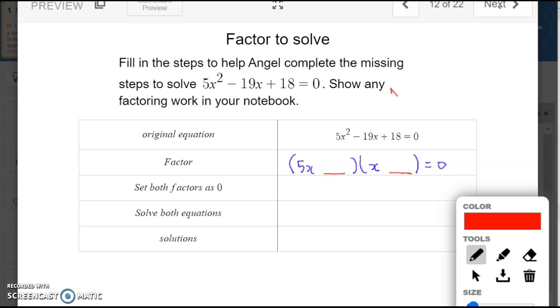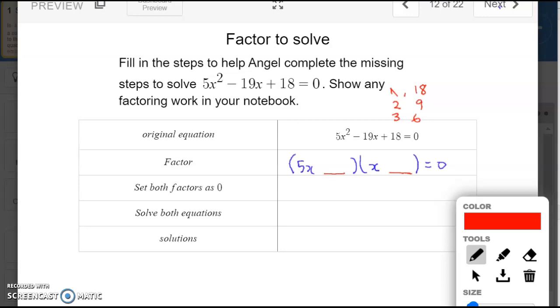It could be 1 and 18, or it could be 2 and 9, or 3 and 6. So we are going to plug in different values and see what will work. If I put in 1 and 18, that will be 1x times 18 times 5. That's going to be huge. That's going to be way bigger than 19, negative 19. Okay, so we don't want that.